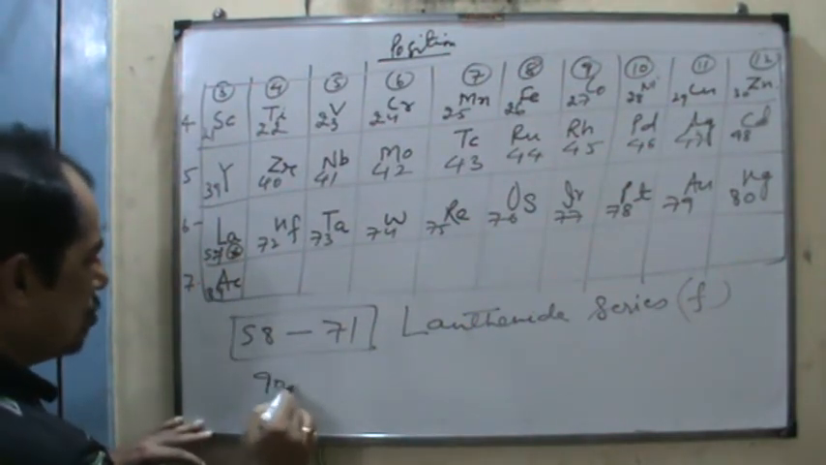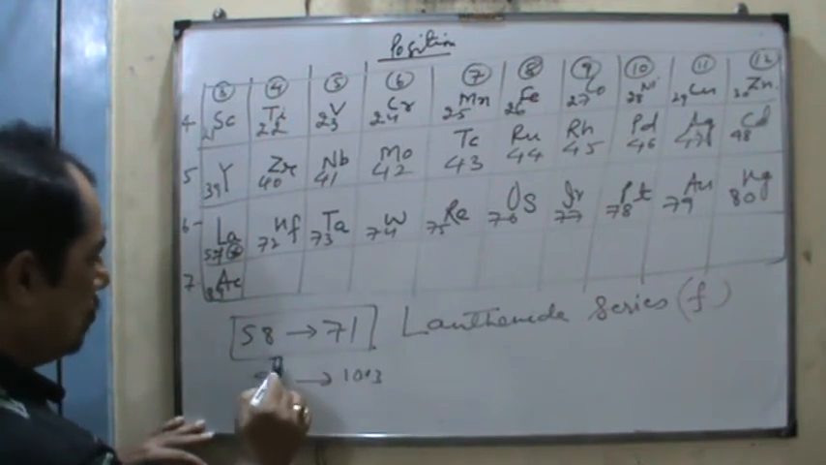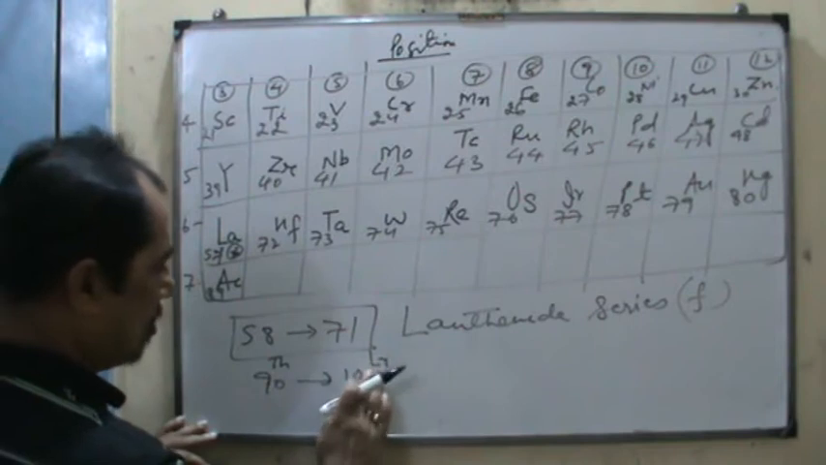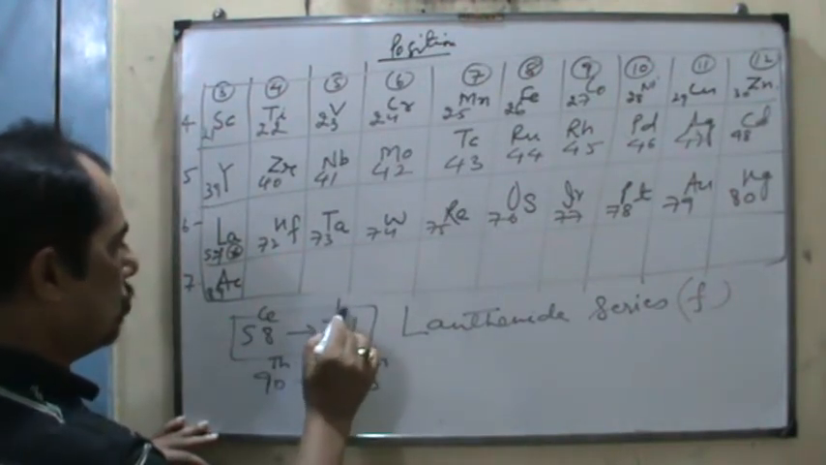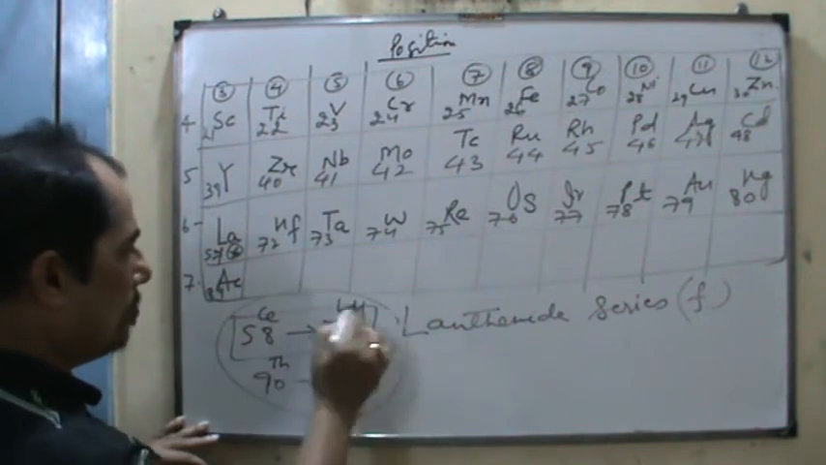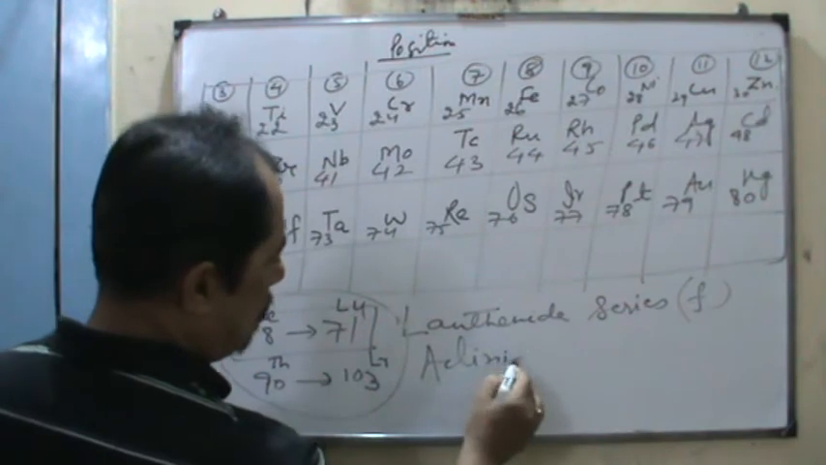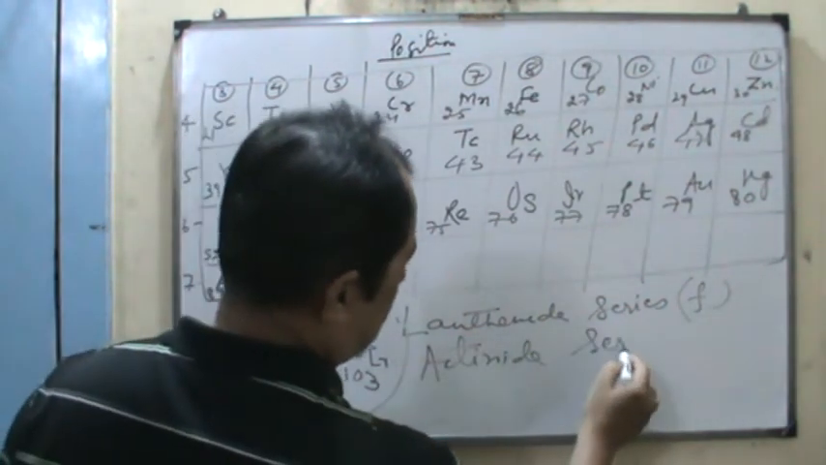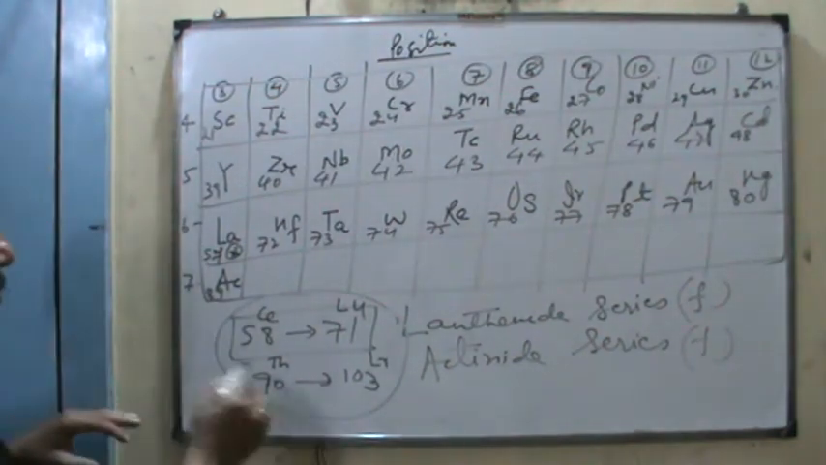So 92, 103, thorium to lawrencium 103, and cerium to lutetium are the members of F block elements. This is known as the actinide series, F block elements.